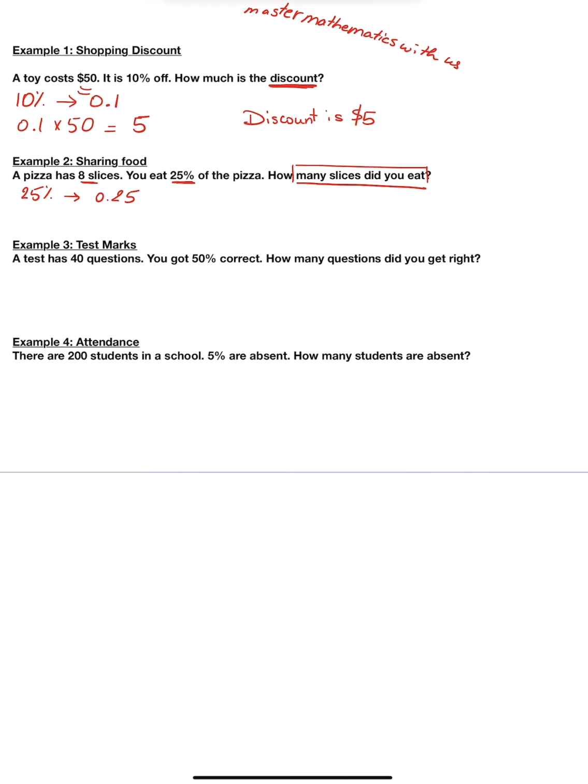So 25%, I need to change it to decimal, and then second step, I need to multiply by the number. So 0.25 times 8 is 2. So you ate 2 slices. All right. So how many slices did you eat? So the answer is 2 slices.